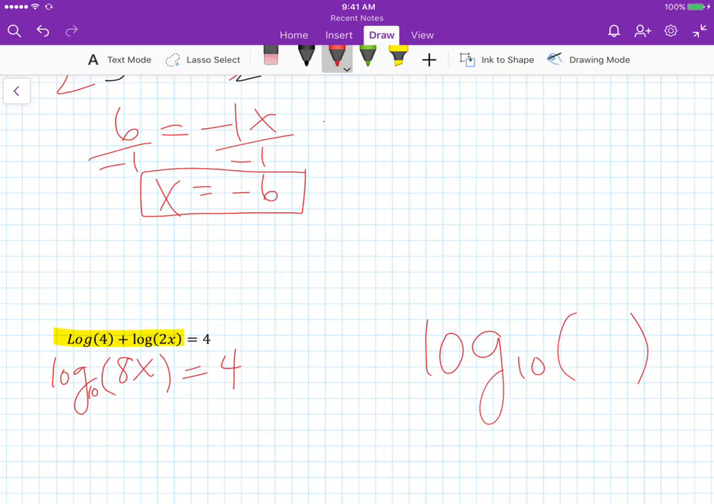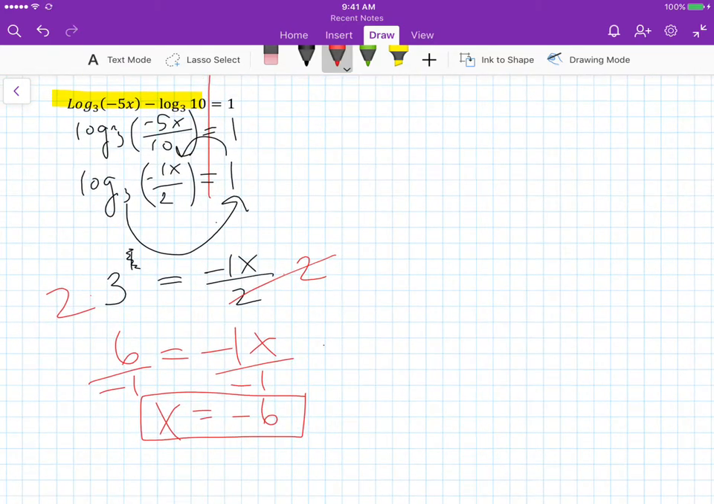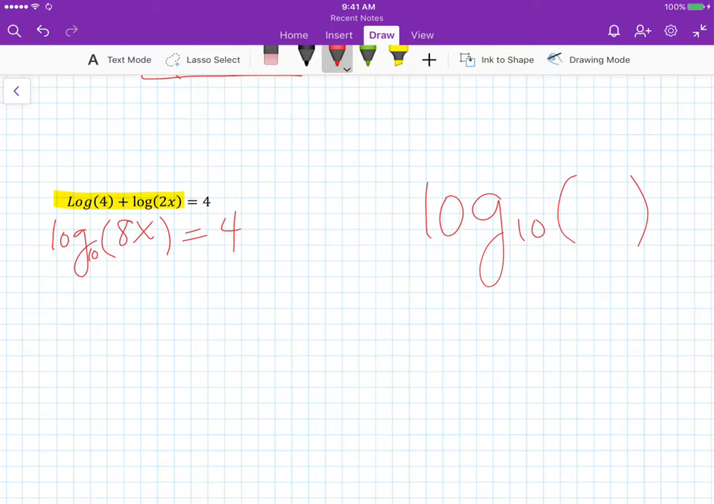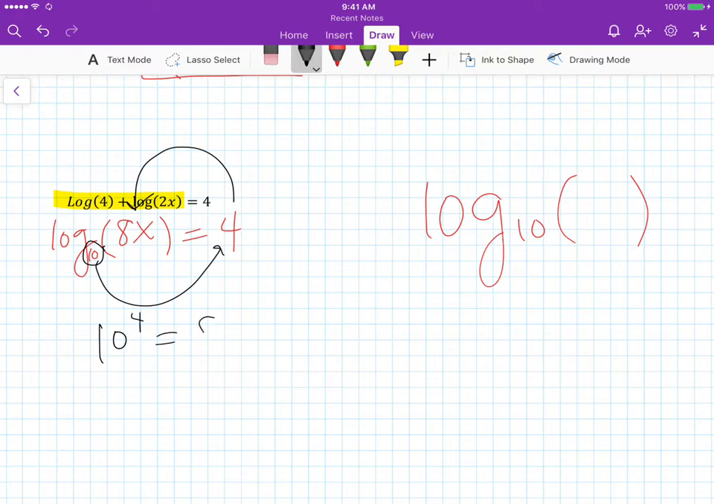And just like the previous example, I can always use my logarithmic to exponential change if I want to, when there's only one log, to get rid of the logs, because I can't drop this without doing something different. So I'm going to take this 10, raise it to the power of 4, and equal it to 8x. So 10 to the 4th power equals 8x. Well, 10 to the 4th power is a large number, but I know that I can just divide it by 8 to solve for x.